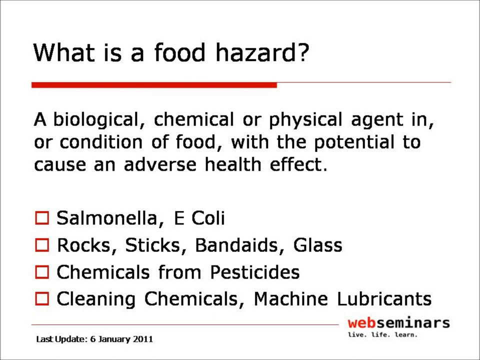What is a food hazard? A food hazard can be defined as being a biological, chemical, or physical agent found in food that has the potential to cause an adverse health effect. Some common food hazards include bacteria like Salmonella and E. coli, rocks, sticks, band-aids or glass and chemicals from pesticides, cleaning or machine oils and lubricants.